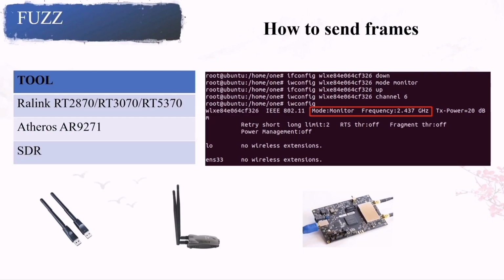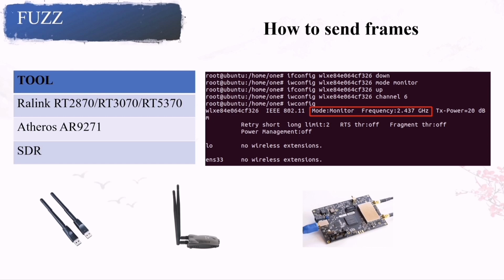After the frame mutation, we need to send them to the target. The 802.11 protocol is at the data link layer. We can use the monitor mode of the wireless network adapter to send the communication packet at the data link layer. The command on the right graph is to set the network card to monitor mode and set the channel. We have tried these three schemes to send frames, each with its own advantages and disadvantages.